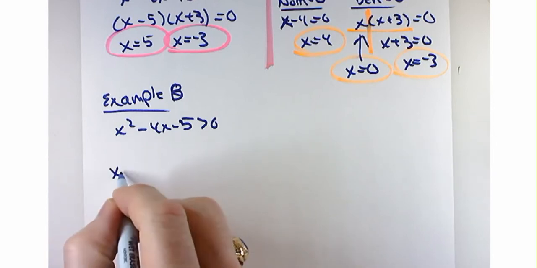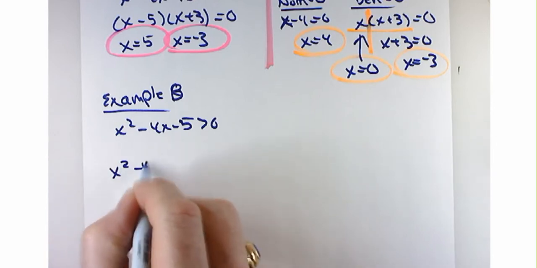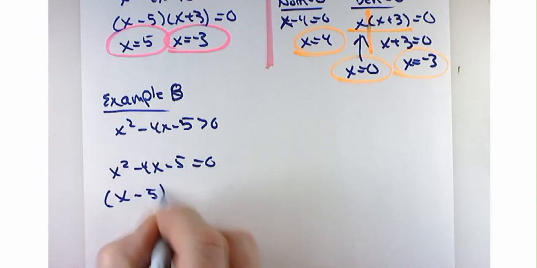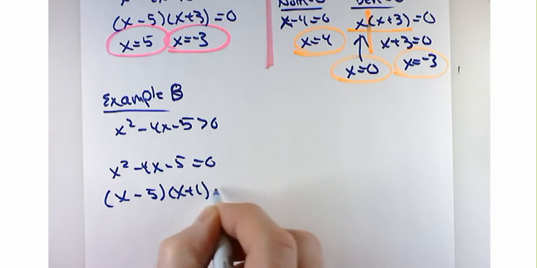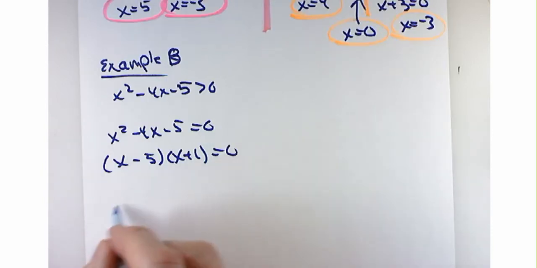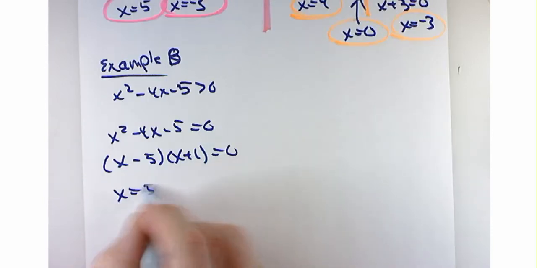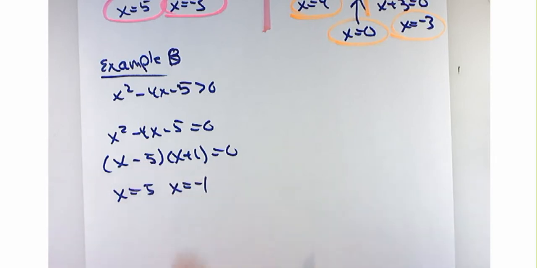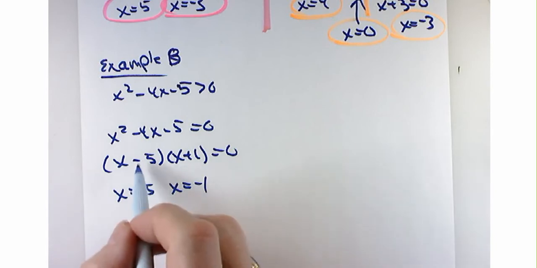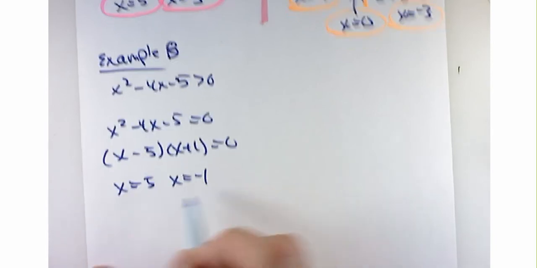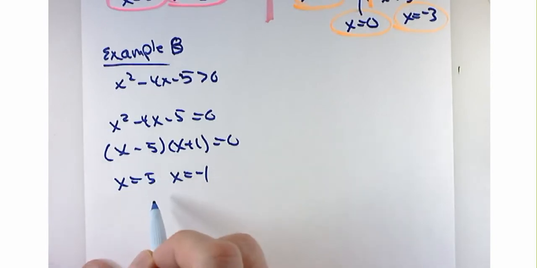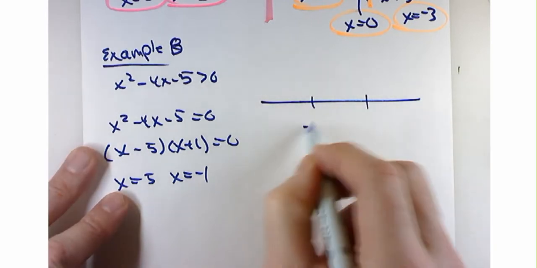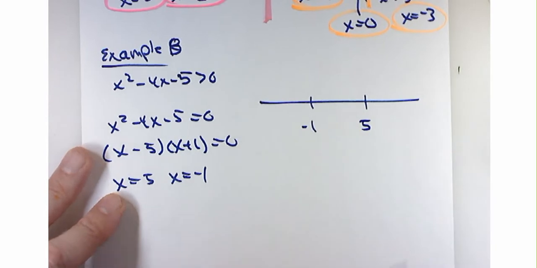I'm first going to find my critical points, so x squared minus 4x minus 5 equals 0. Factors into x minus 5 times x plus 1. That gives me 2 solutions. I hope you can read those off. You're just changing the signs there. I mean, technically you're setting each of these terms equal to 0, but it amounts to just changing the signs. So I've got points at -1 and 5.